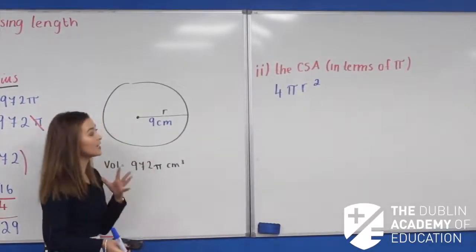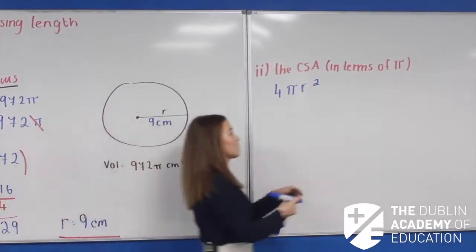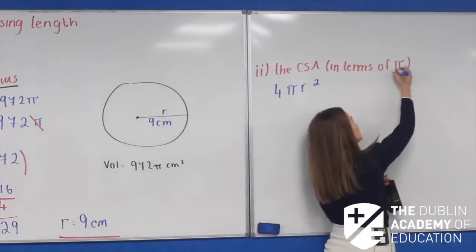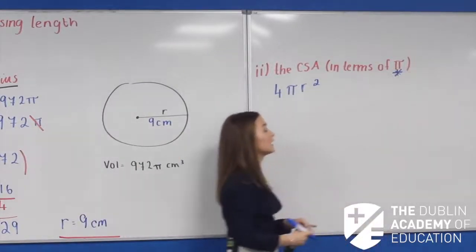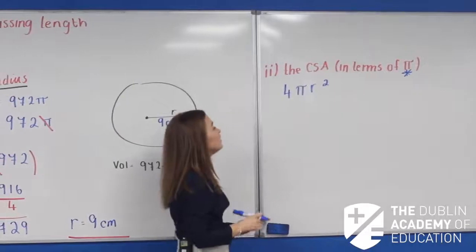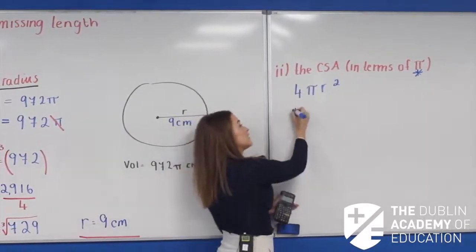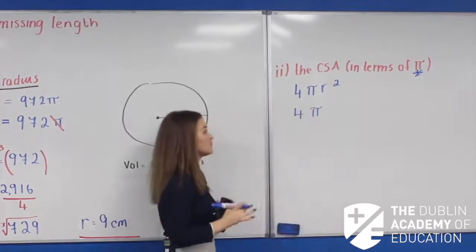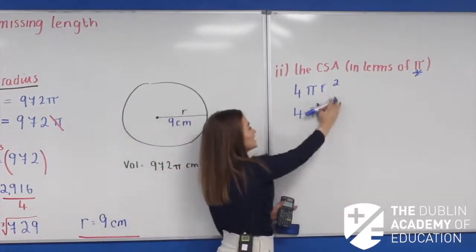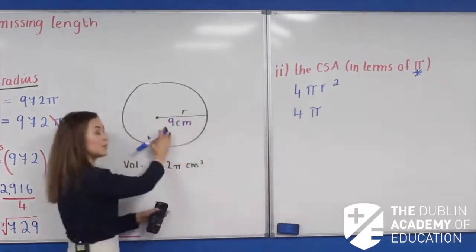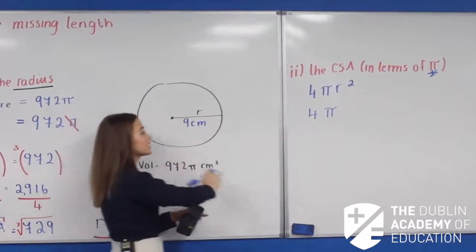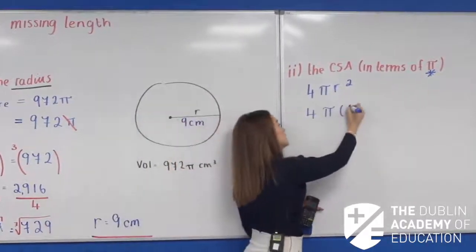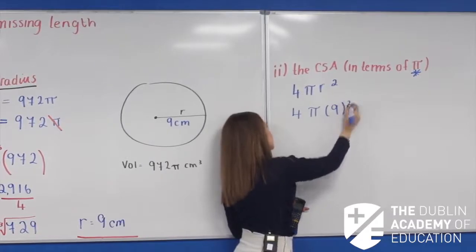So that's my formula for my curved surface area. Now here, to leave my answer in terms of pi, I'm just going to put a little star beside that myself because again I may forget that. So filling it straight in, 4 pi, I'm going to leave pi because it's in terms of pi, times the radius. Now we found the radius in the previous question, here it's 9. So 9 squared.